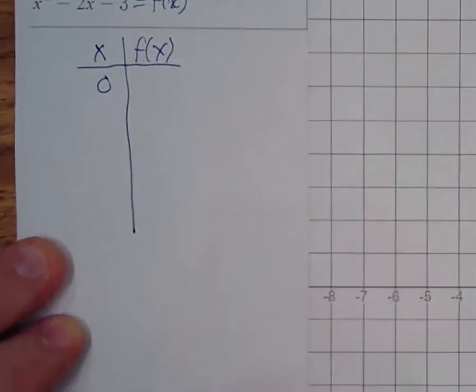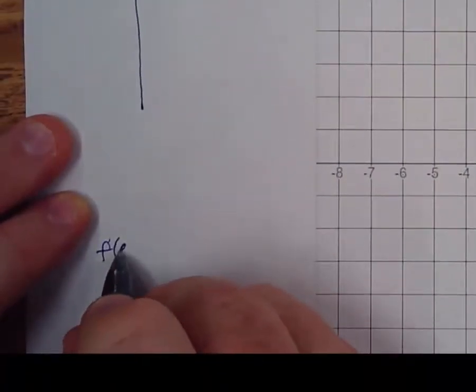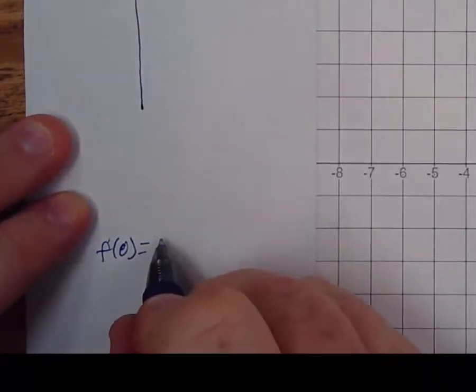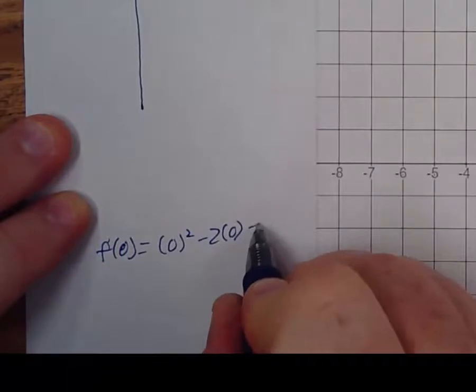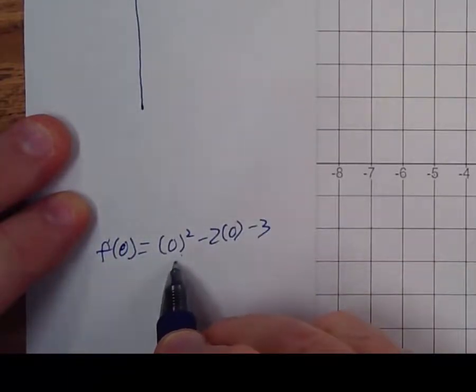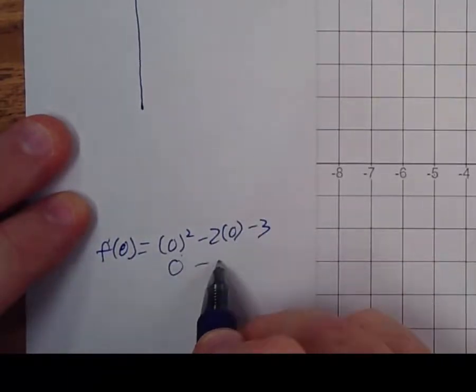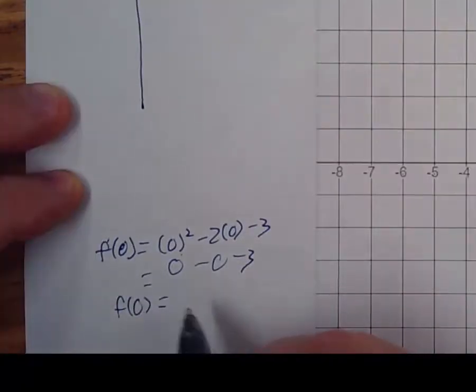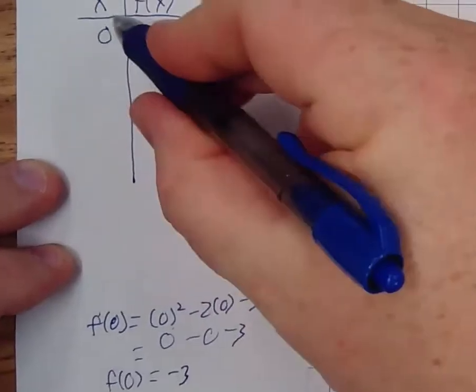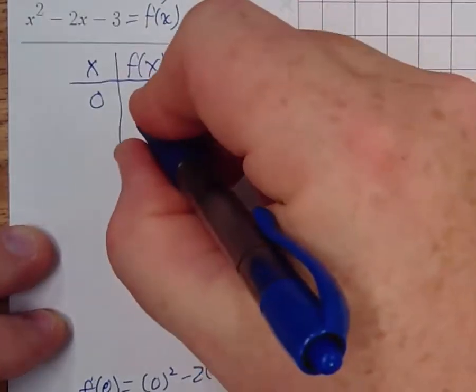So we can go down to the bottom here and say that f of 0 is going to equal 0 squared minus 2 times 0 minus 3. You can see this first part is going to give us 0 minus 0 minus 3. So our whole f of 0 ends up equaling negative 3. So x is 0, f of x is negative 3.